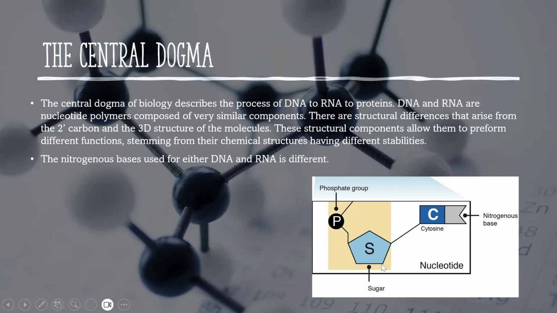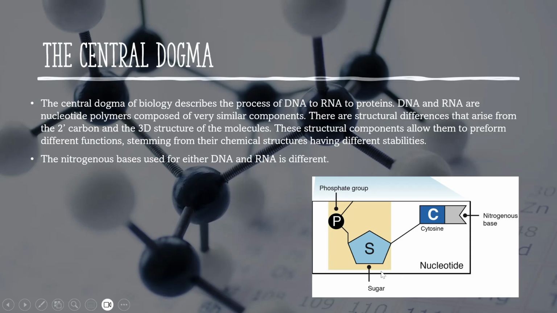deoxyribose doesn't have an OH group here on the 2-carbon. You have to know this. It's a really important thing. This 2-carbon here, deoxyribose just has an H here, but for ribose it has an OH here. So they have pretty minor structural differences, but the fact that the OH is here is actually a pretty big structural thing.